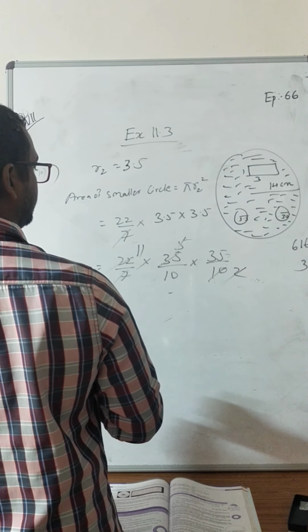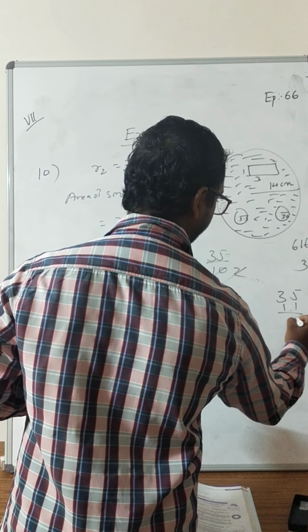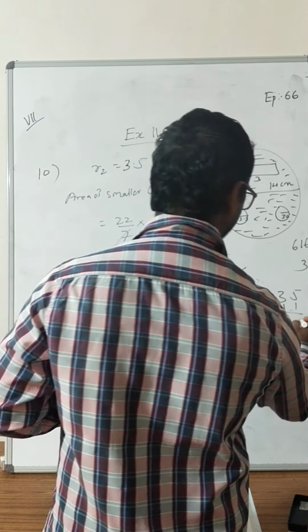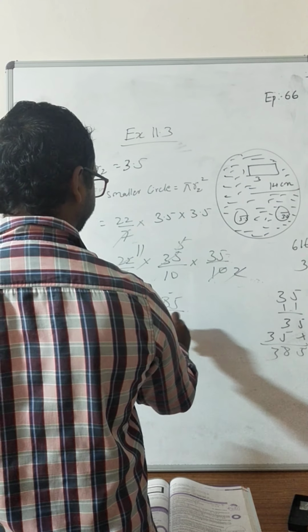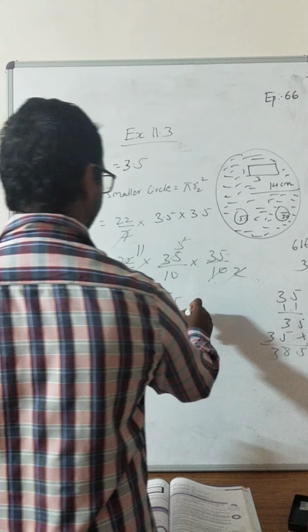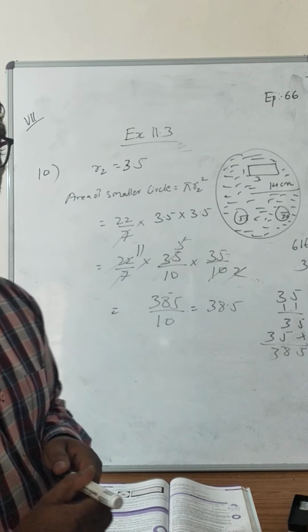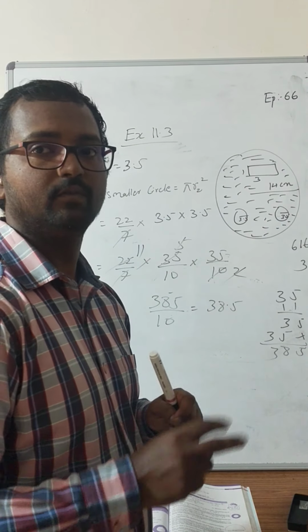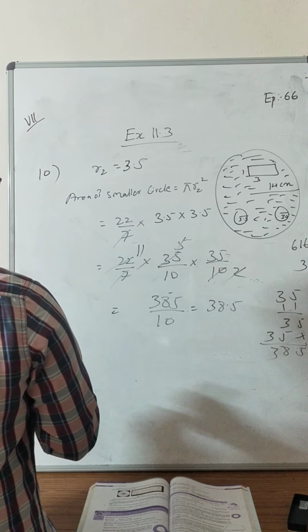Then with this 2 we can divide this 22, we will get 11. So we are getting 35 into 11 divided with 10. Okay, 35 into 11 is 385, so 385 divided with 10 is actually equal to 38.5. Okay, now this is the area of one small circle. We have two small circles. So the area of one small circle is 38.5.